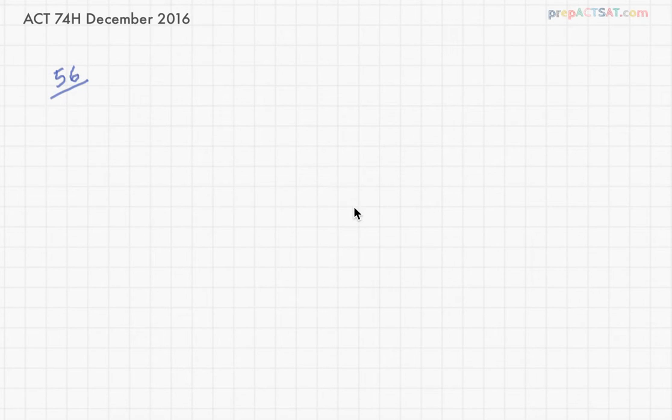Question 56 is a really common type of ACT problem. It falls into a topic known as permutations and combinations. It's asking you for a 4-digit code. So, sorry, a 6-digit code, my bad. 1, 2, 3, 4, 5, 6 positions.